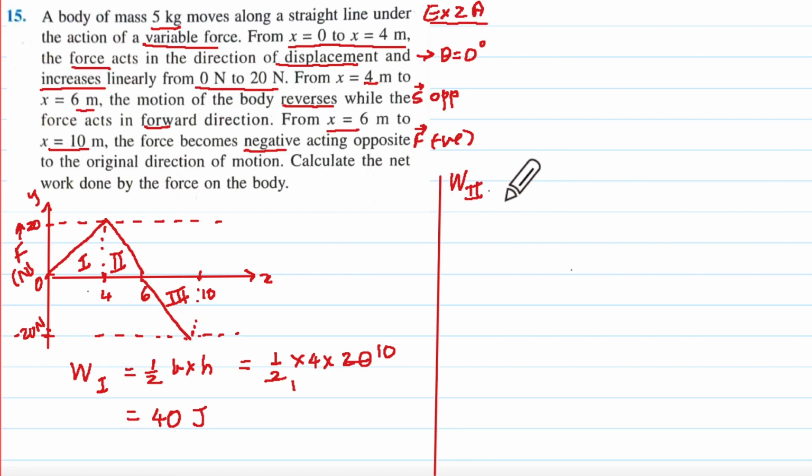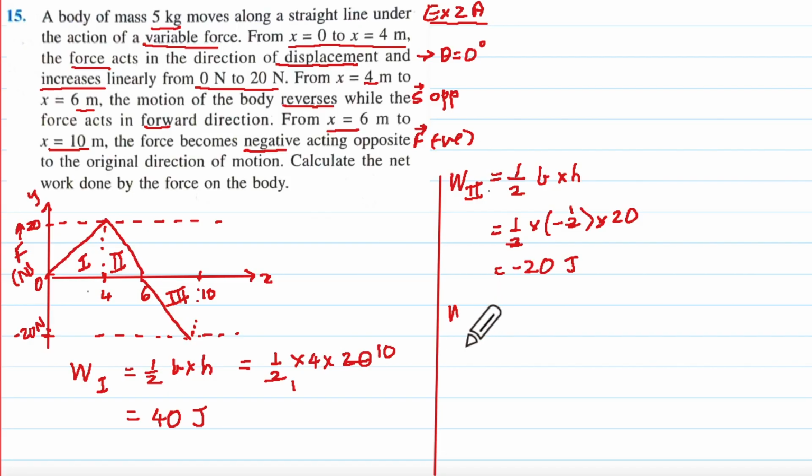For your W2, we will have to take this triangle, because the area between the graph and x-axis will give you the value of work done. So half into base. Now remember, this is going to be in the opposite direction, so base is going to be minus 2 and the height is still 20, and that will give us minus 20 joules.